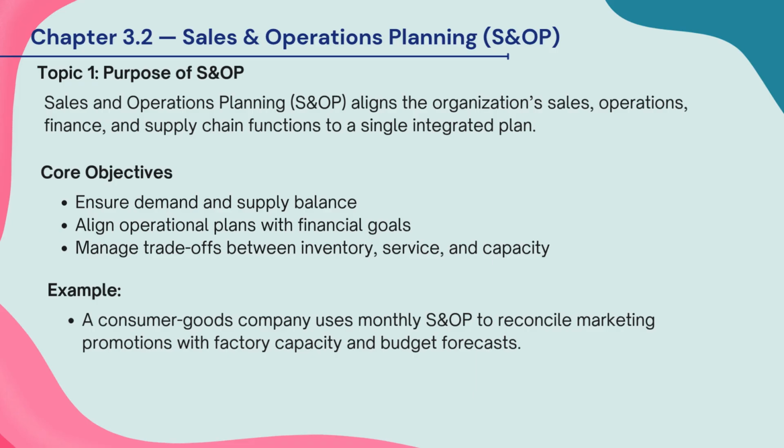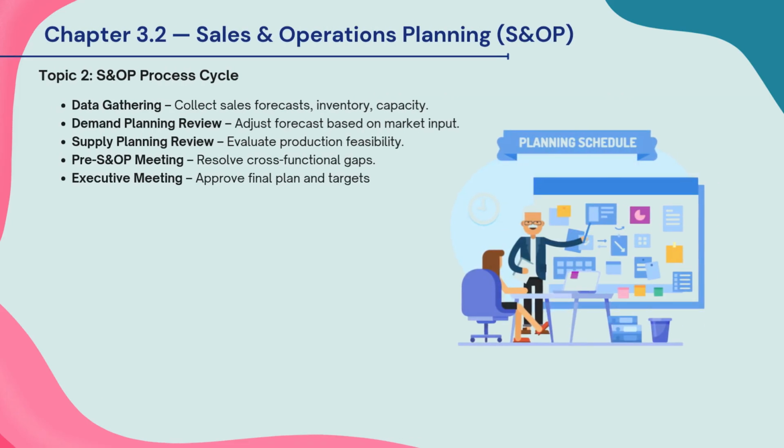budget forecasts. This slide explains the S&OP process cycle. The cycle starts with data gathering, collecting sales forecasts, inventory levels, and capacity data. Next, the demand review adjusts forecasts based on market insights, and the supply review checks production feasibility. In the pre-S&OP meeting, cross-functional issues are discussed and aligned. Finally, the executive meeting approves the integrated plan and sets final targets.